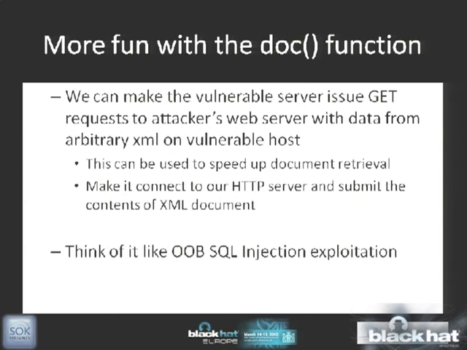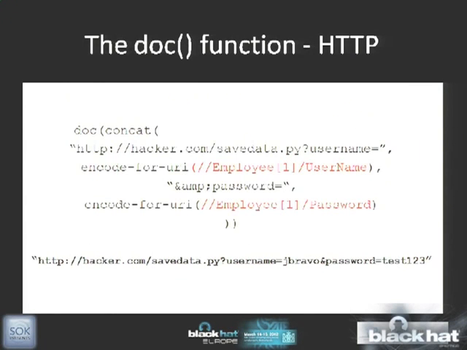I think this will get clear if I show you an example. Within the doc function, you make it connect to your hacker.com, and the arguments to the concat function are XPath expressions, which will be evaluated. So we will try to read the current XML document, the username field and similarly the password field, and whatever is returned will then be appended to the URL. The end result is that your vulnerable website will make a request to hacker.com with the username equal to jbravo and the password equal to the password element. If you control the access logs of your hacker.com, you will see these queries appearing on your website.